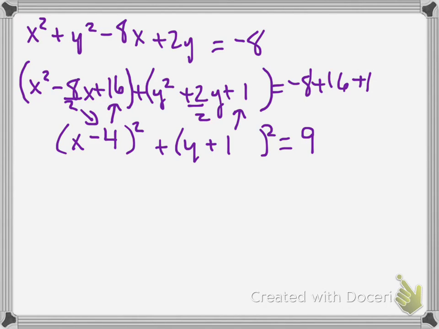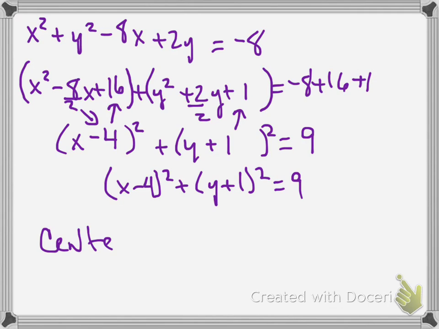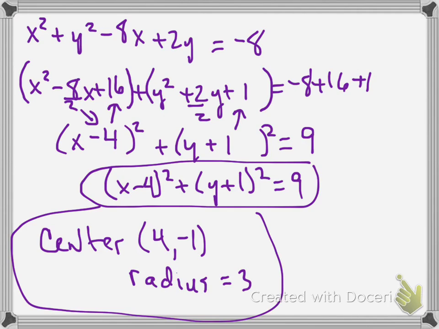So now you have your equation: (x - 4)² + (y + 1)² = 9. There's your equation, you're done. From there, you can easily find the center and the radius. The center is at (4, -1); keep in mind opposite signs. And the radius is the square root of 9, which is 3. Fairly easy.